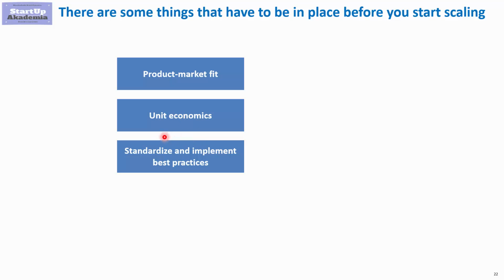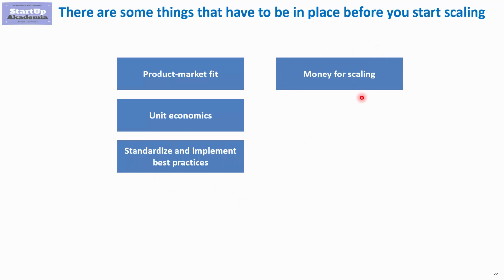Scaling also requires you to first standardize and implement best practices in the places where you're operating. If you don't do that, you end up scaling the problems and scaling a lack of consistency in the organization. So it's better to actually do that before you scale. Otherwise, you'll be scaling a not standardized company, but huge problems and lack of integrity.